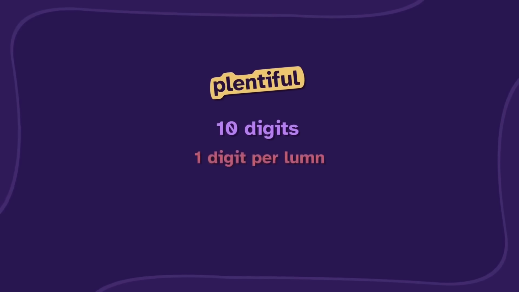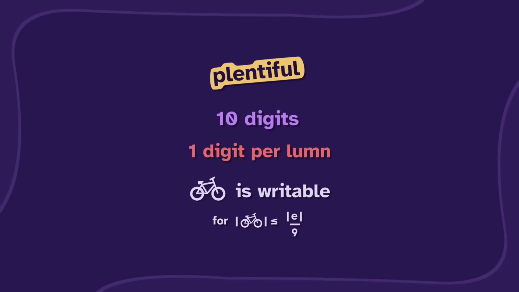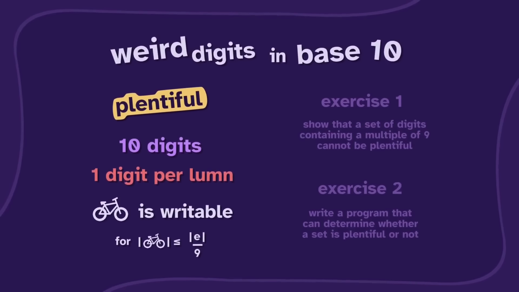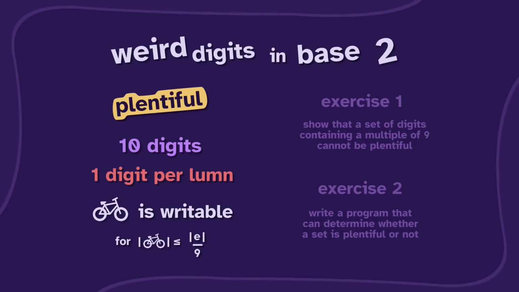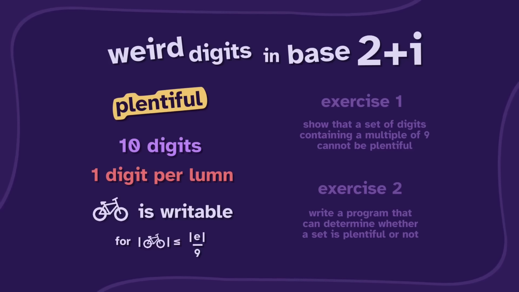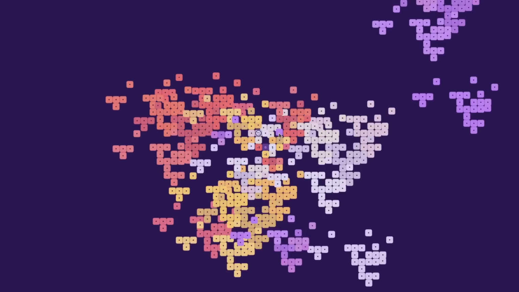So now we understand what you need for a plentiful set. 10 digits, with 1 digit per lum, and every small bicycle is writable. This is pretty cool, but honestly, I really made this video to get you comfortable with weird digits in base 10, so that you'd be prepared for weird digits in other bases, like 2, 12, 16, or 2 plus i. That's right, we can have imaginary bases, and they make fascinating patterns. But that'll have to wait for the next video.